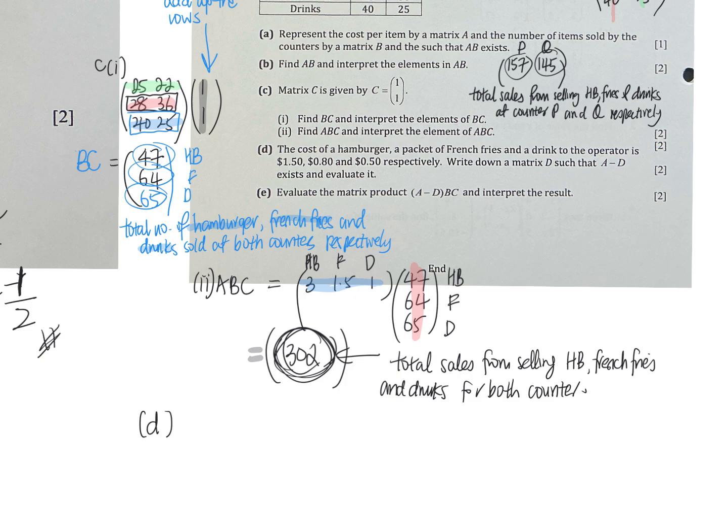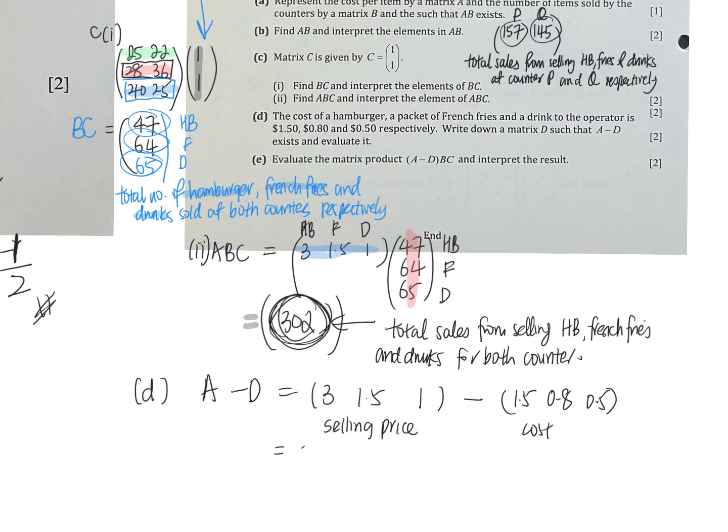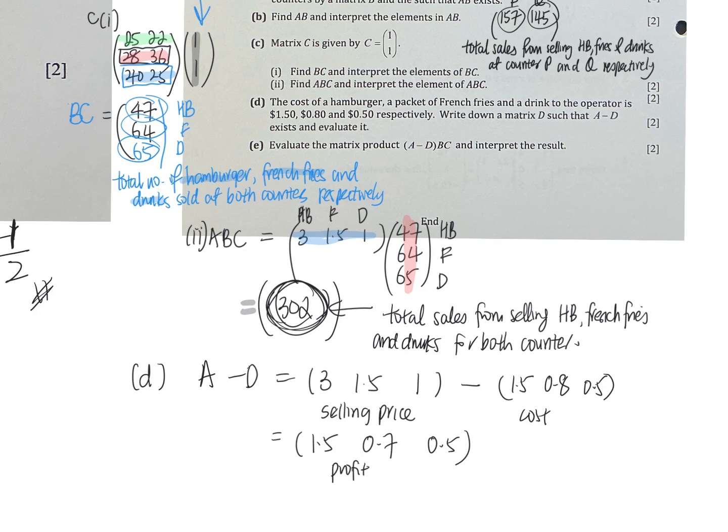Okay, part D, they say, can you use A minus D? My A is this one. This is the sales, the selling price. They ask you to subtract the cost. So the cost of the hamburger is 1.50, 80 cents, and 50 cents. So I get 1.5, 70 cents, and 50 cents. So what am I trying to find when I take the difference between A and D? Profit. So this is the profit from selling hamburger, French fries, and drinks.